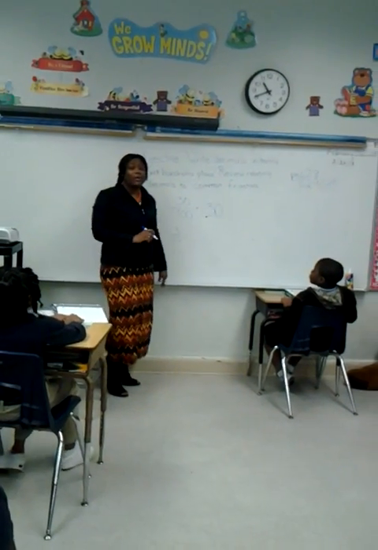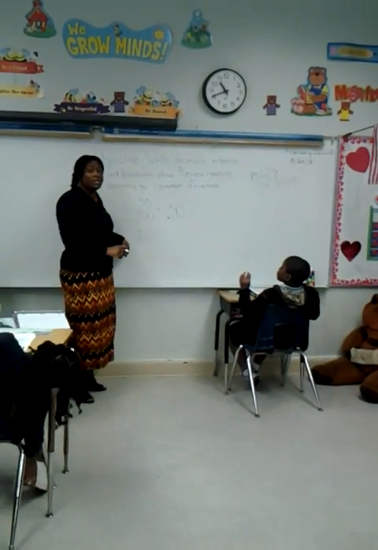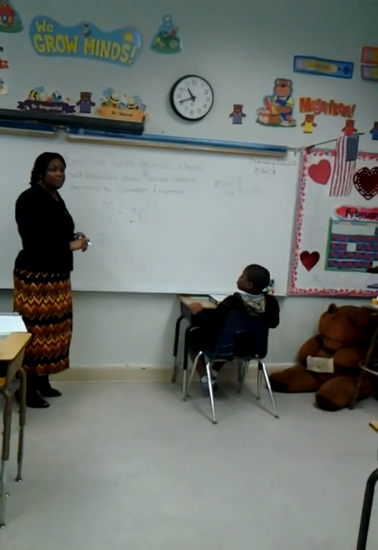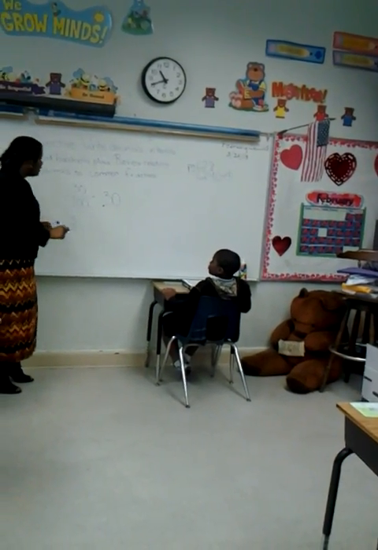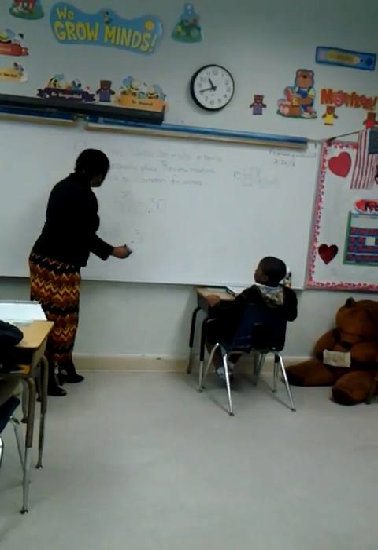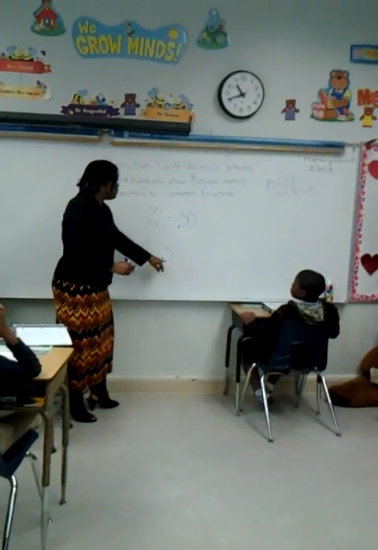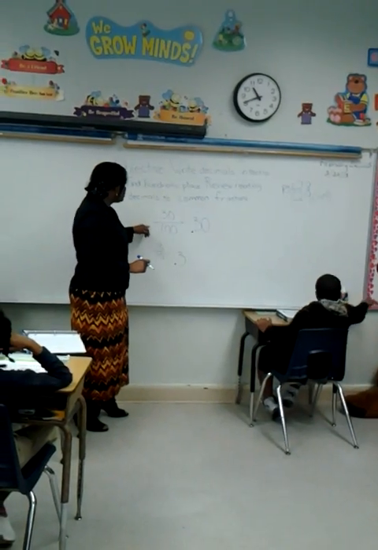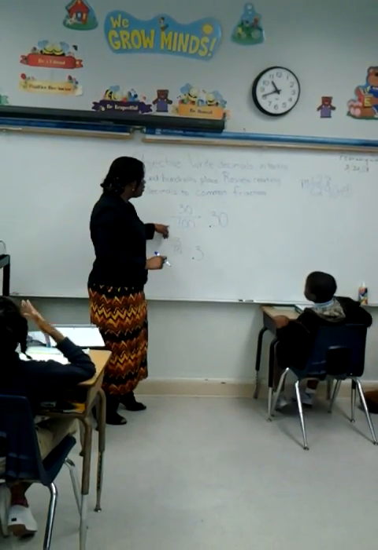Very good. Can someone help me work out 3 over 10? All right, Dickenzie. Decimal 3. Very good. Okay, what I'm going to do is I'm going to put a couple more examples on the board.